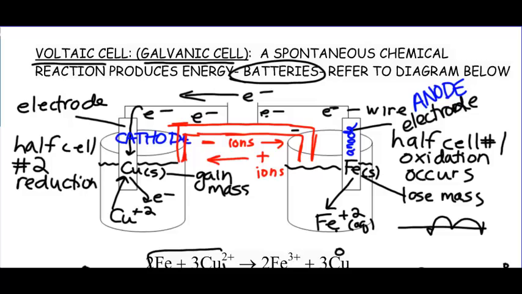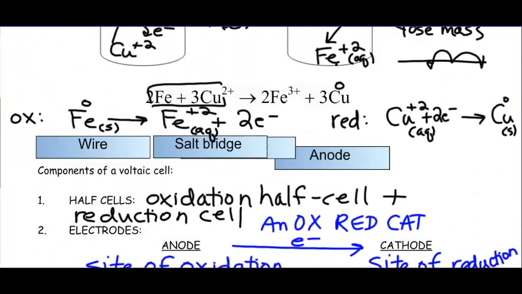And eventually, you'll either run out of iron, right? You'll either run out of this, right? Or you'll run out of this, and then your battery goes dead. And if it's rechargeable, then you could force electrons to go the other way, so you could force the reverse reaction to happen, which would regenerate what you need to make the forward reaction happen. But as this reaction proceeds, it produces energy, and that is the energy that our batteries provide.